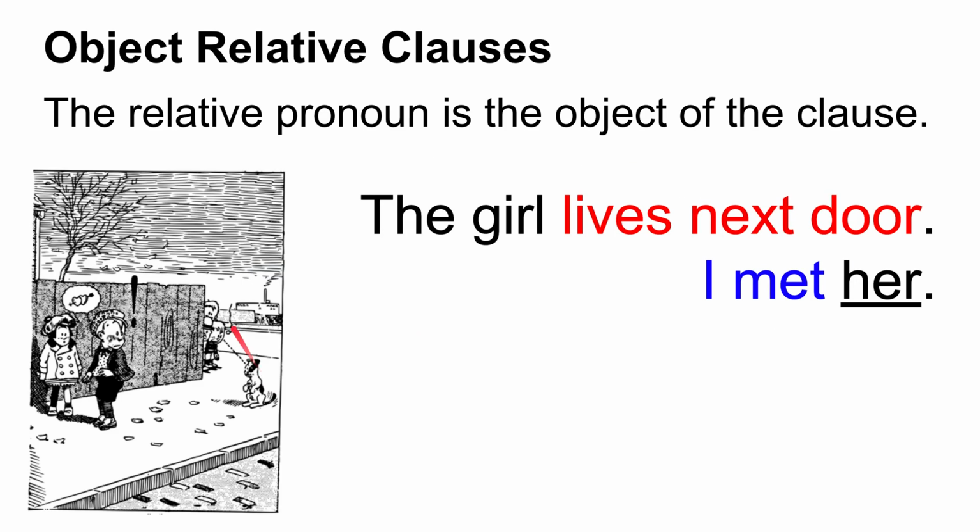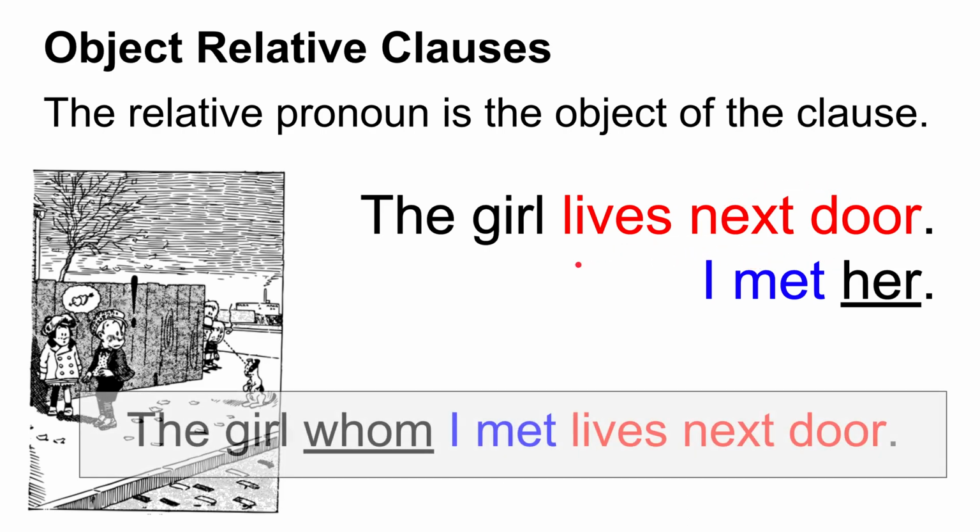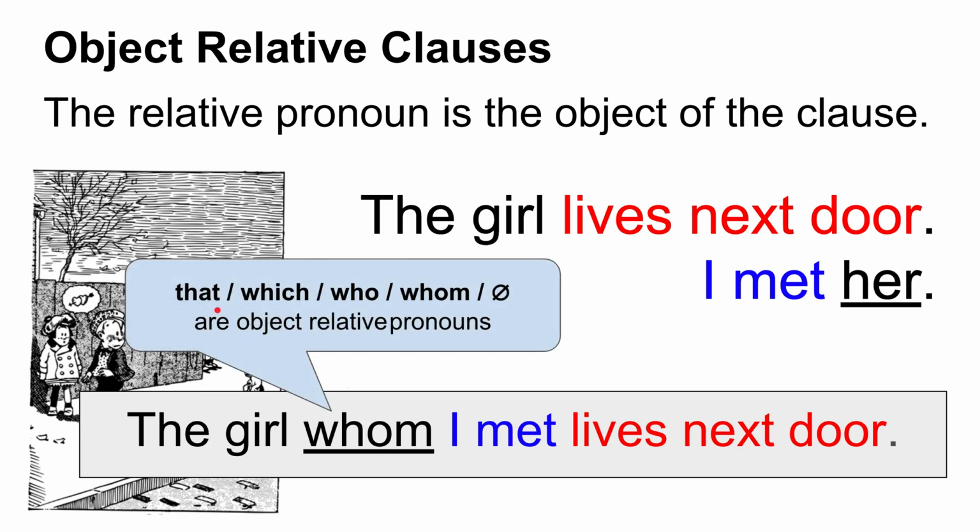Okay, let's look now at object relative clauses. The relative pronoun in the object relative clause is the object of the clause. Okay, so for example, the girl lives next door. I met her. Okay, I met her. All right, so now we're going to combine them, and here they are combined. The girl whom I met lives next door. Okay, here, whom I met, it's the object. Okay, that is the object relative pronoun. Okay, we can use that, which, who, whom, and we also don't need a relative pronoun sometimes.